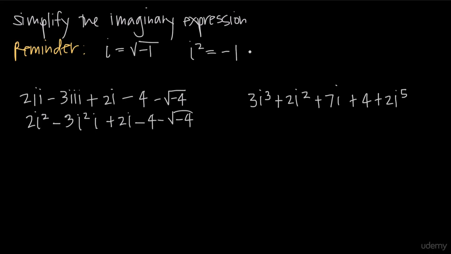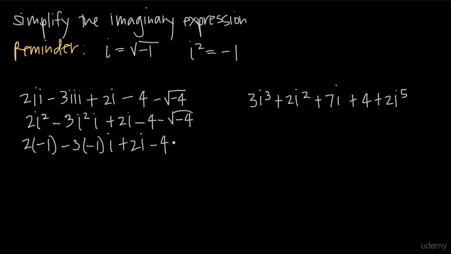Now, how can we use these definitions for imaginary numbers to simplify this? Well, we know that i squared is equal to negative 1. So instead of i squared right here, we can plug in negative 1. So we'll get 2 times negative 1. Here we'll get minus 3 times i squared. We know i squared is negative 1. So minus 3 times negative 1 times i plus 2i minus 4.